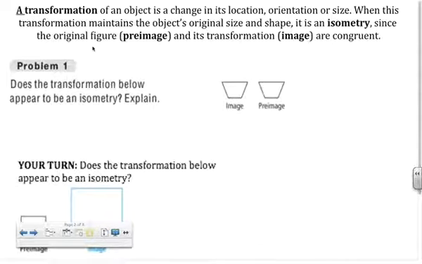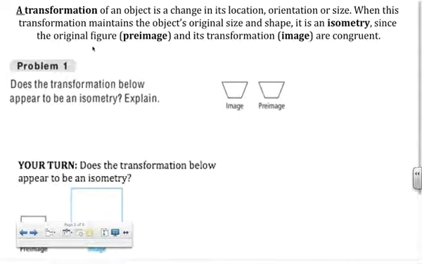where it is, I'm changing kind of what it looks like as far as maybe I'm turning it, or I'm flipping it, or I'm shrinking or expanding it. We'll talk about all of those different kinds of transformations over the course of the next few days. When we do that, the first thing, the original figure, is our pre-image. And then what we end up with is our image.